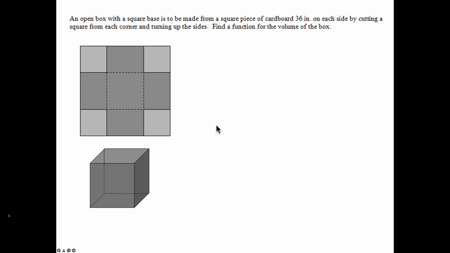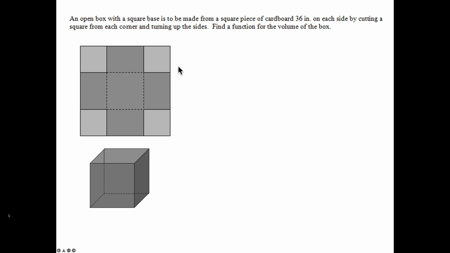All right, last example. Again, a word problem, no function given, we have to build our own. An open box with a square base is to be made from a square piece of cardboard 36 inches on each side by cutting a square. So the lighter shade of gray is going to be cut out from the corners, and then turn these sides up on the dotted lines to build a box. Find a function for the volume of the box.